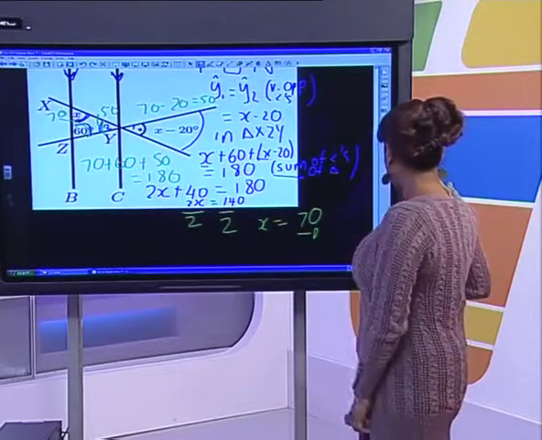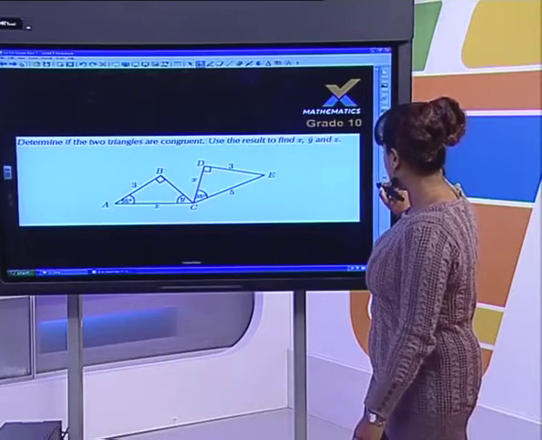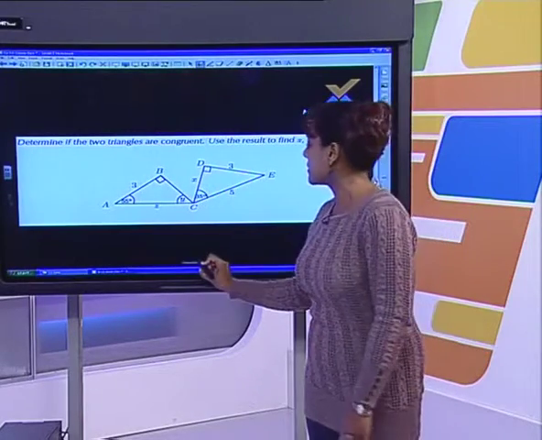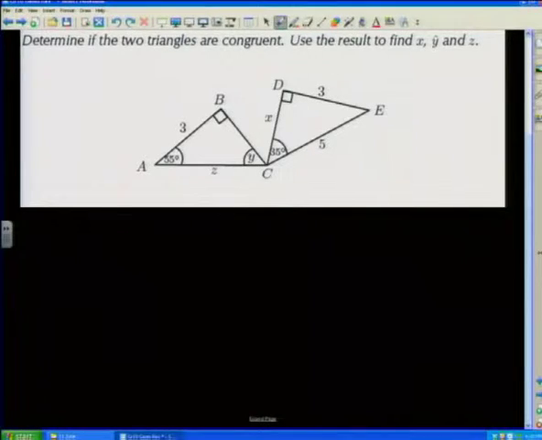All right, okay. The next question, this one's a little bit more complicated. Now we're going to use the rules that we've learned for congruency. So they give us two triangles, ABC and DCE. And they say determine if the two triangles are congruent. Use the result to find x, angle y, and z.